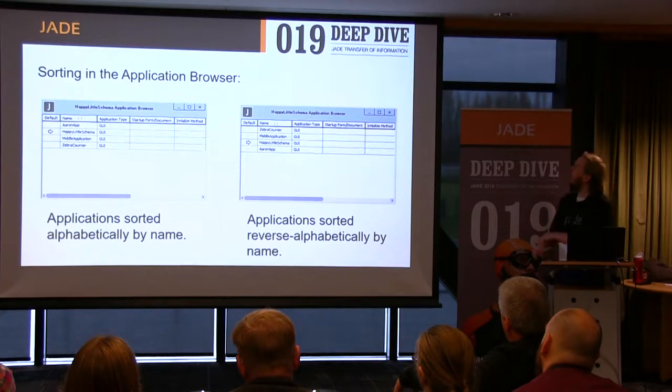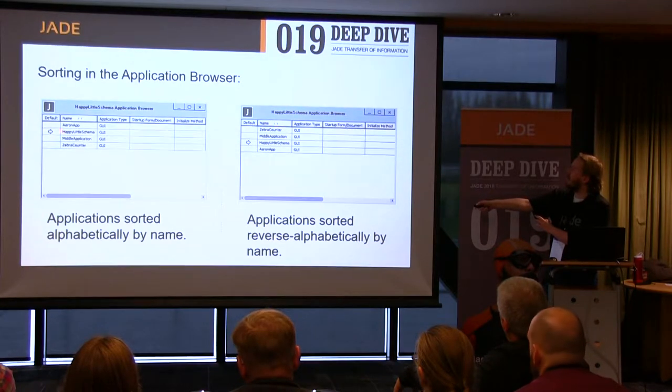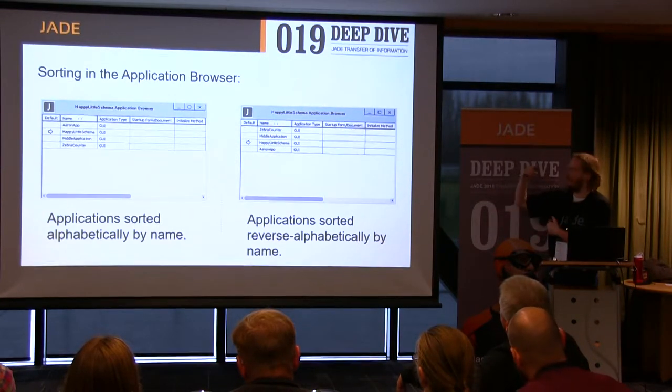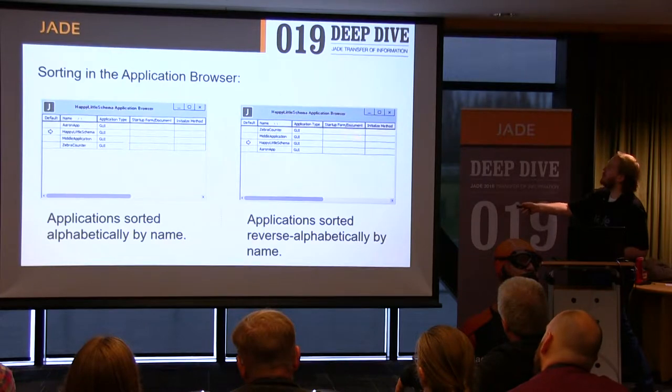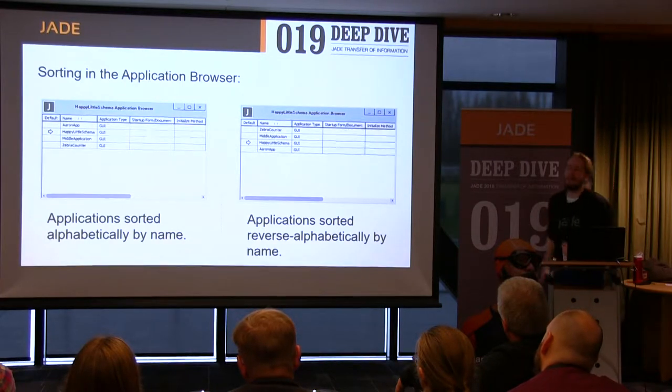If you click on any of these column headers, it's going to sort by that column. So in this case, I've sorted by name. That one's alphabetically, that one's reverse alphabetically. So you click it once, alphabetically, click it again, reverse alphabetically. You can do that for any of these column headers. It can just make it a little bit easier to find what you're looking for if you have a lot of applications.